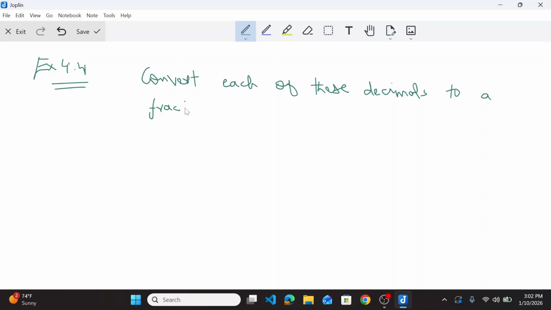Exercise 4.4, chapter 4. Convert each of these decimals to a fraction in its simplest form. First, it's converted into a fraction, so then it will be in its simplest form.